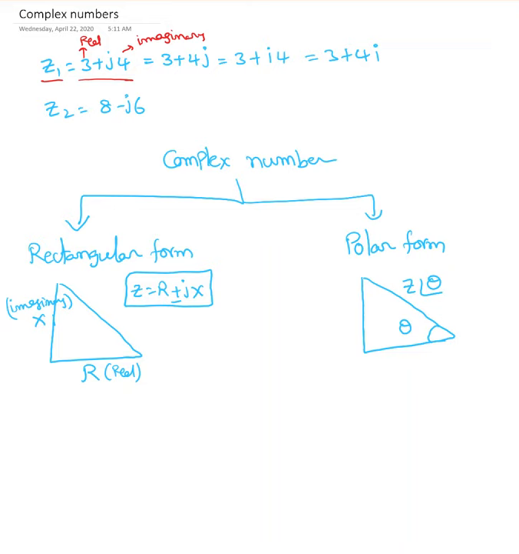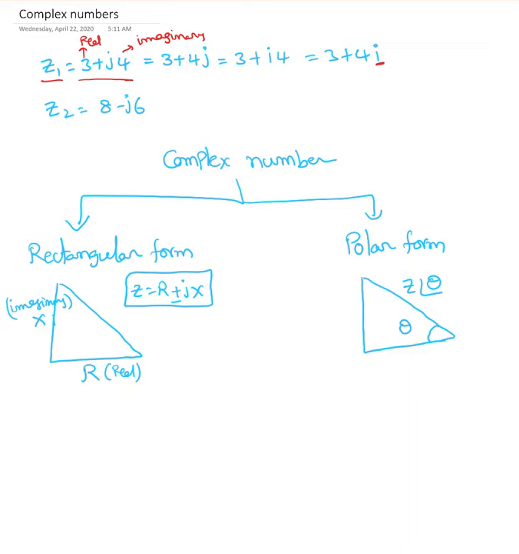It's a complex number. Now, for the imaginary part, in mathematics you might have seen i, but in this class I'm already using i for current, so to avoid confusion I'm using j. You can write 3 plus 4j or 3 plus j4, anything is fine. Another complex number I'm taking is 8 minus j6. So 8 is the real part and j6 is the imaginary part.